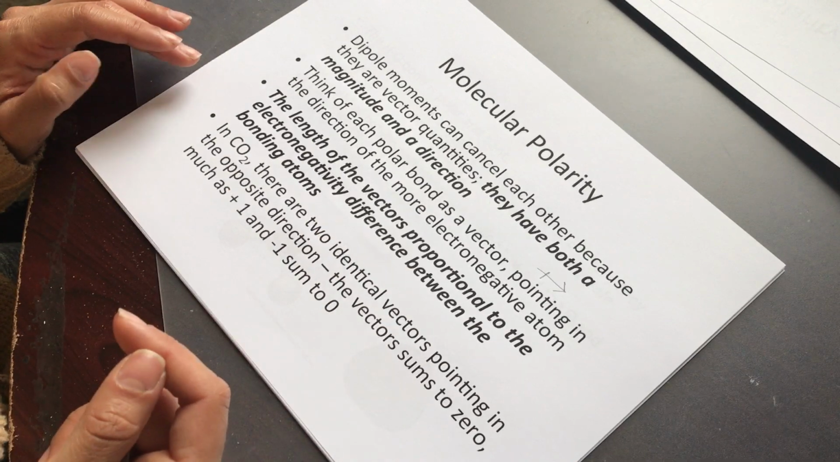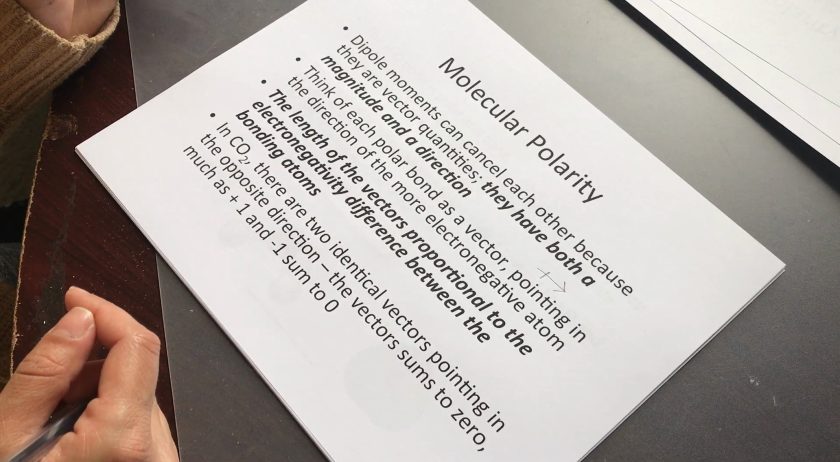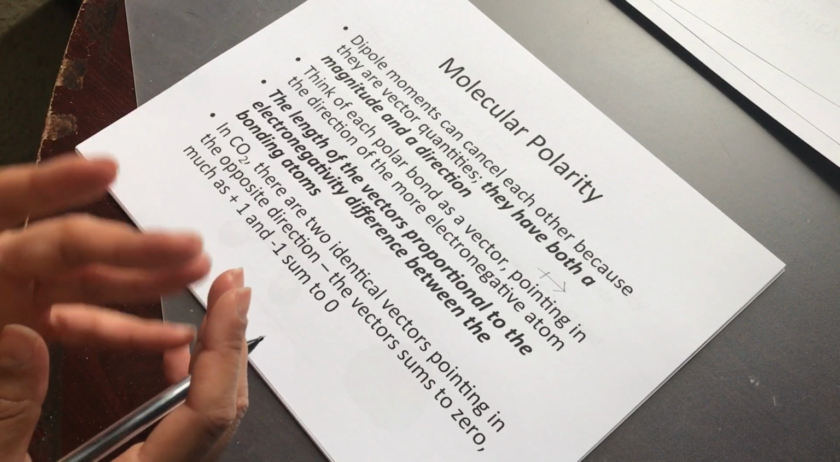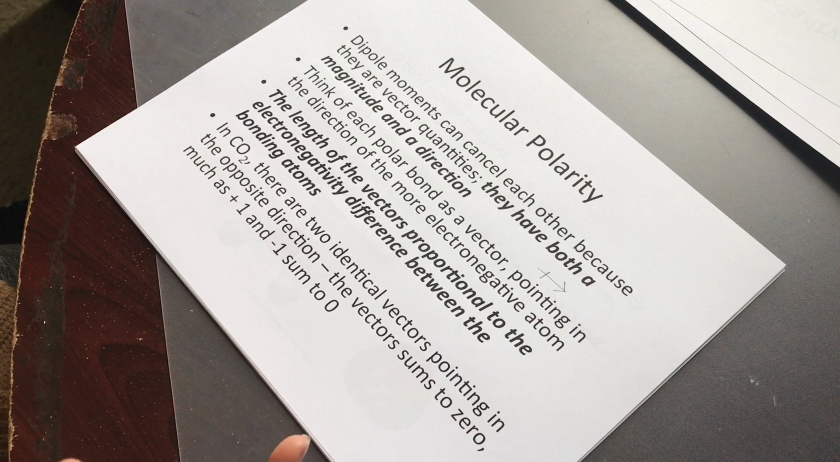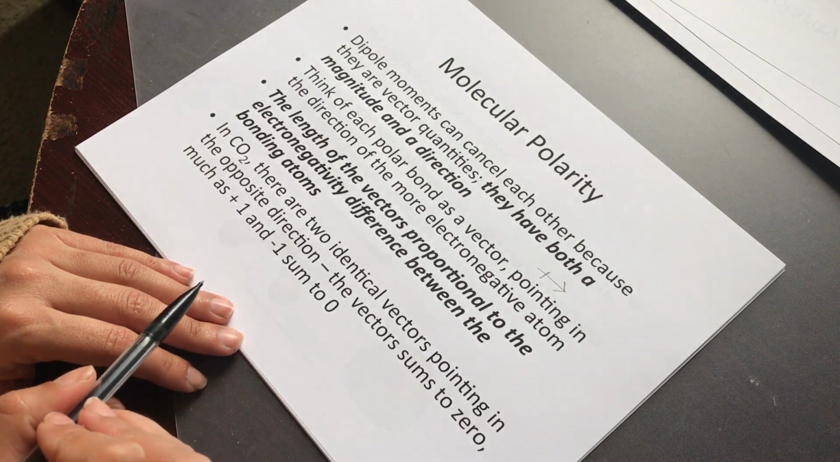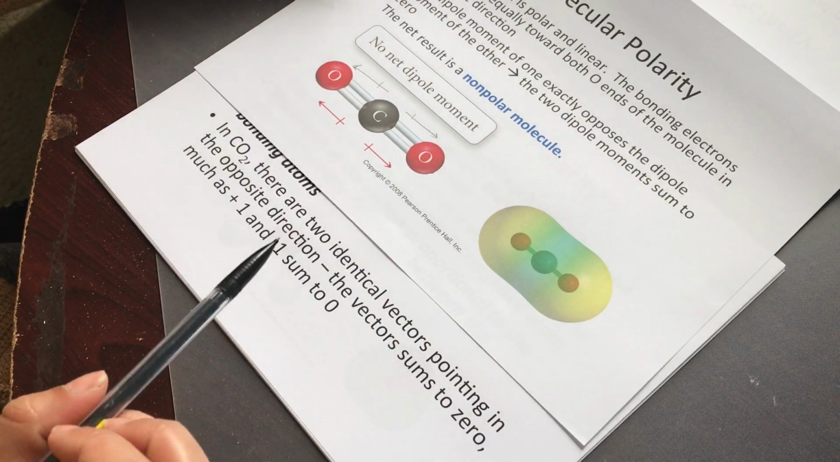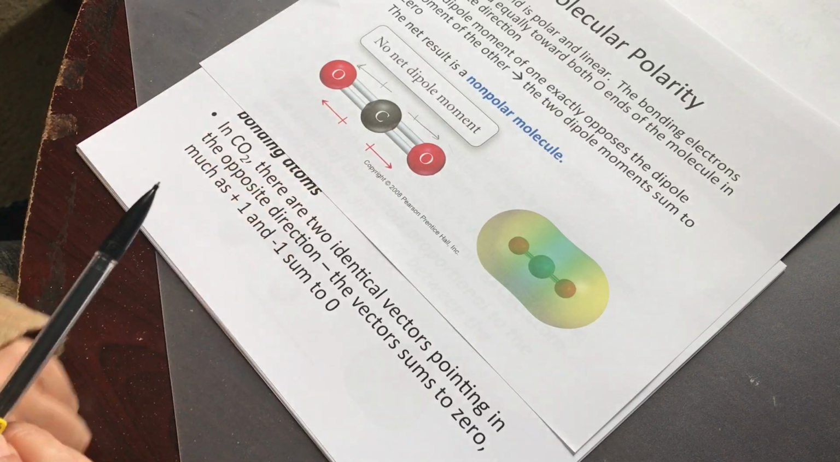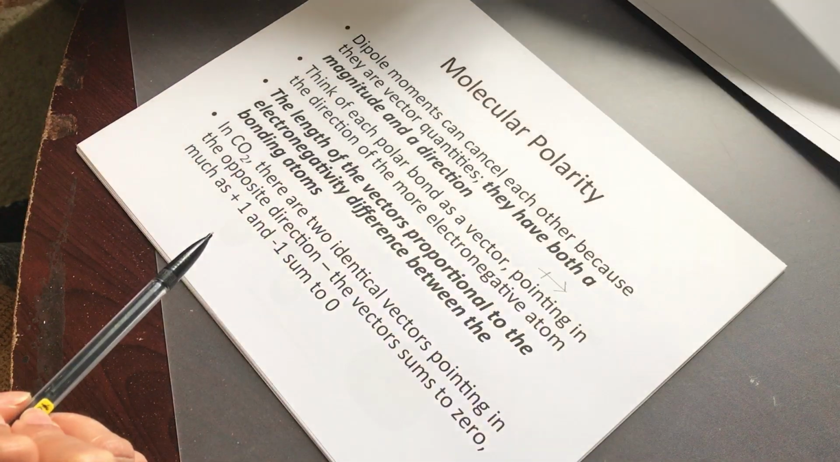Now that electronegativity difference is something you can calculate from that chart of the electronegativity numbers, figuring out 3.5 minus 2.1, that would be the length of the vector. In carbon dioxide, there are two identical vectors pointing in opposite directions. The vectors sum to zero. Much like if we said this was positive 1 and this was negative 1, the total is 0. Therefore, the molecule is nonpolar.